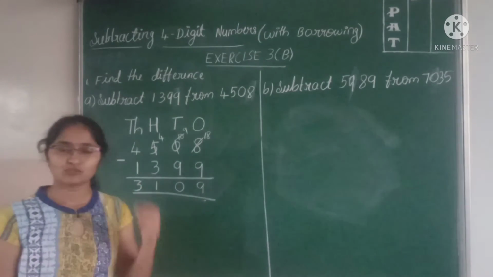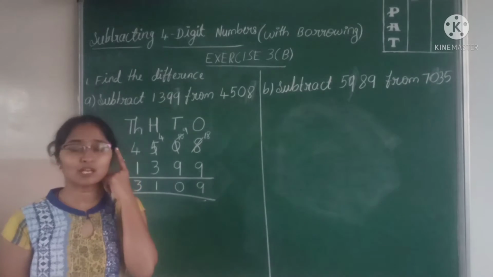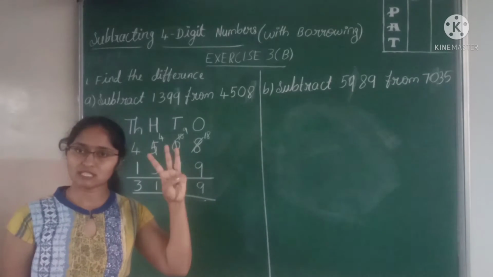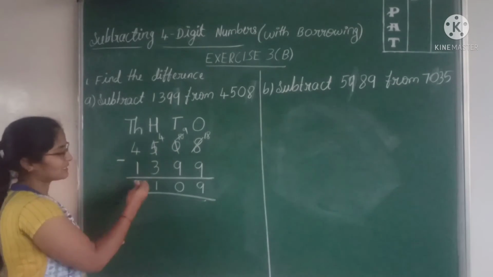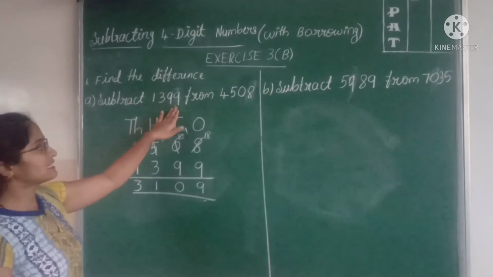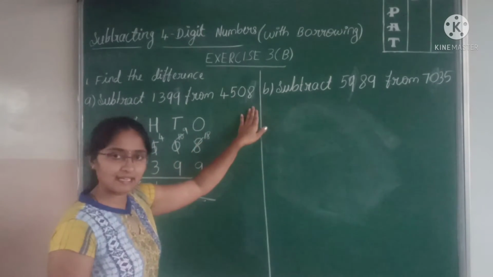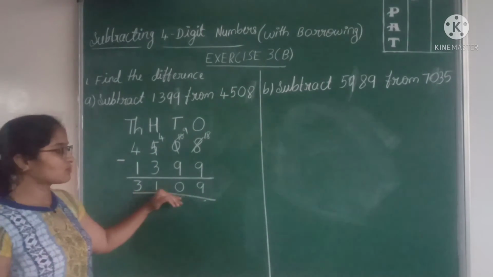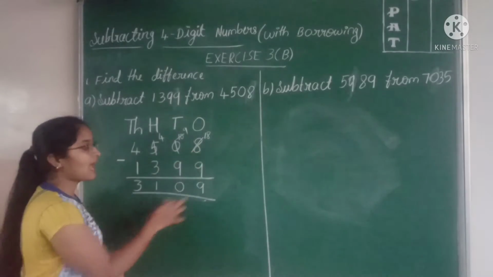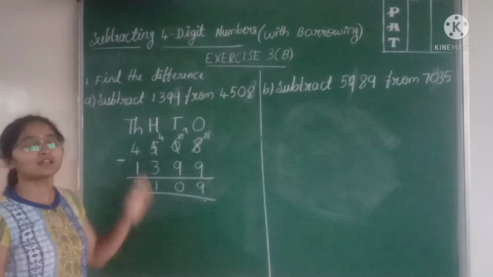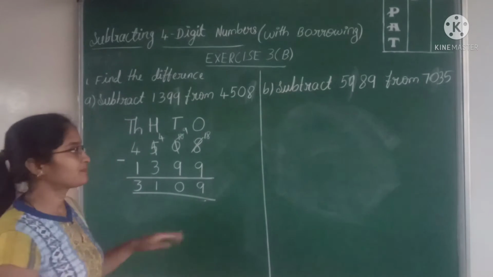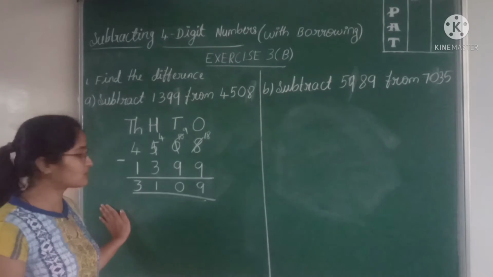Let us check that. So keep 1 in the mind and count your finger till you get number 4. After 1, 2, 3, 4. We got 3 fingers. So 4 minus 1 is 3. So children, when we subtract 1399 from 4508, the answer is 3109. This is the difference of these two numbers and also this is the result of the subtraction. Difference is nothing but the result of subtraction. Okay, I hope you all understand this one.